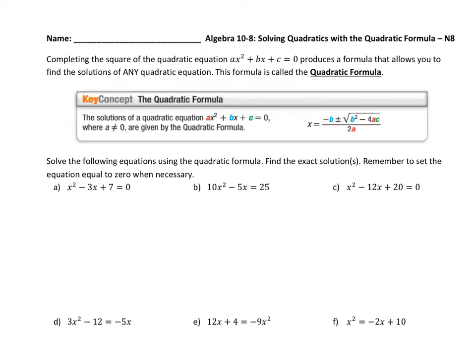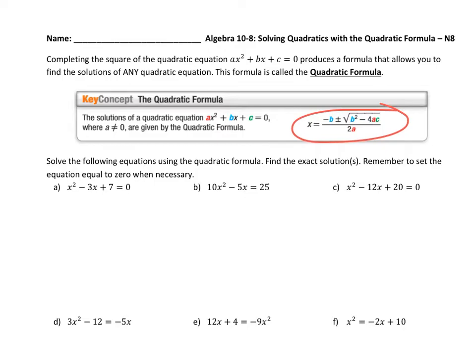So the solutions of a quadratic equation, ax squared plus bx plus c equals 0, where a doesn't equal 0, are given by the quadratic formula. So this right here is our quadratic formula. x equals negative b plus or minus the square root of b squared minus 4ac all over 2a.